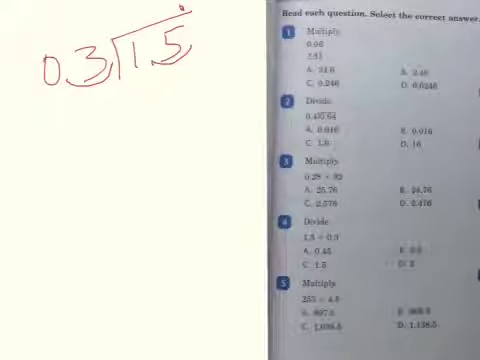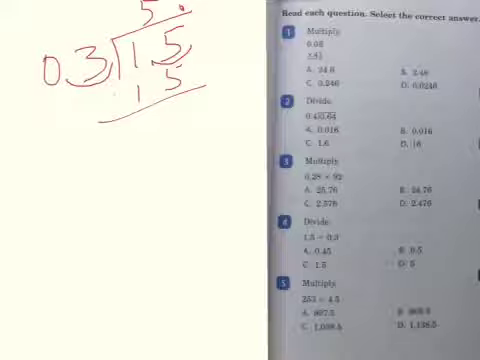So we know that 3 will divide into 15 5 times. 5 times 3 is 15. So our answer is going to be D, number 5. Let's go to number 5.